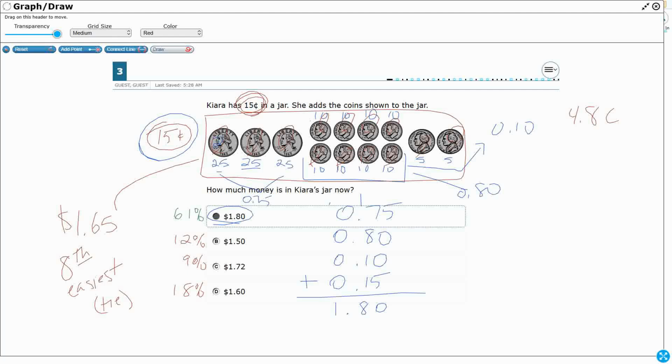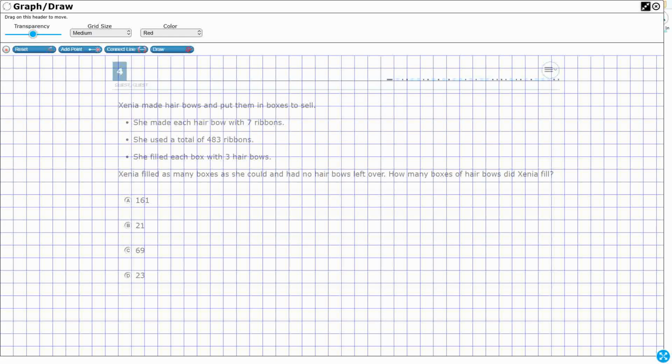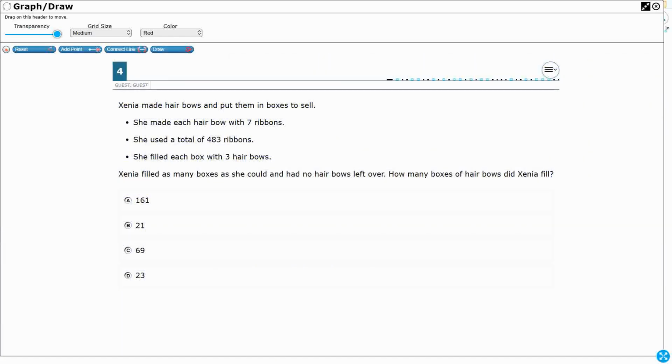So moving on to number 4, we are looking at two-step multiplication and division problems. This is 4.4H. And so we've got Xenia here. What does Xenia have? She's made hair bows, put them in boxes to sell, and we're solving them. We're not necessarily representing them, we're solving them.